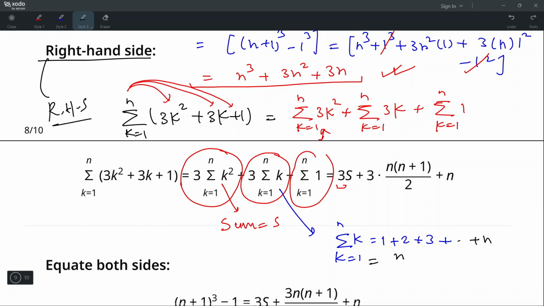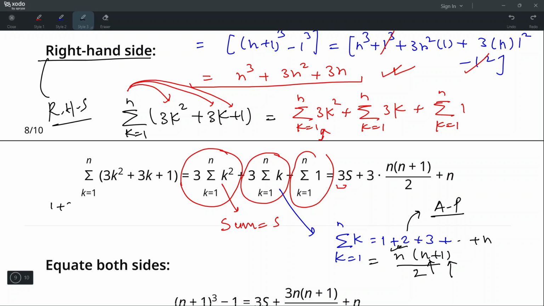This is n into n plus 1 over 2. You might be thinking, how can we get the result? Remember, or you can see, this is a series in arithmetic progression. So you can use the formula of the sum of n terms: S of n is equal to the first term plus last term, times the number of terms, divided by 2. That is exactly how you would get the result. If you prefer not to use the formula, there is a direct approach.